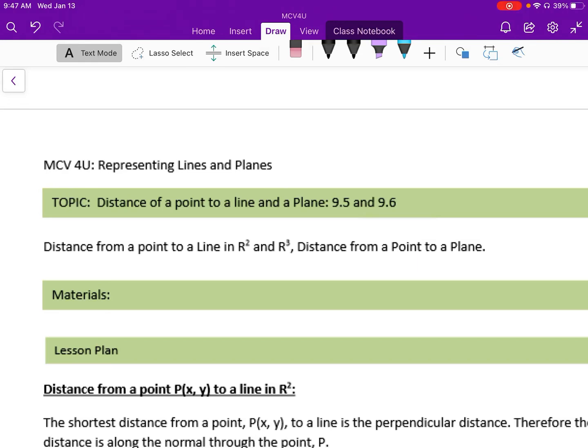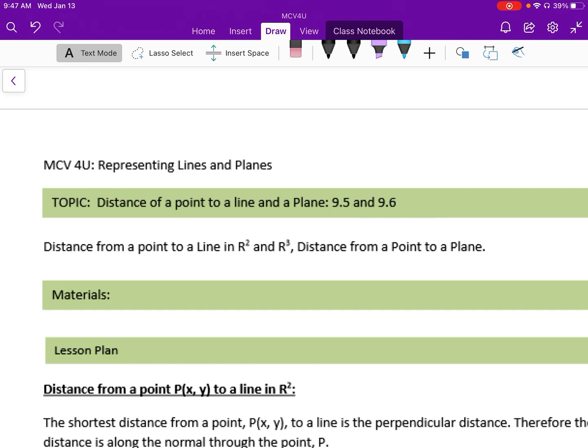For this final lesson of vectors, we are going to find the distance from a point to a line in 2 space, a line in 3 space, and we'll also find the distance from a point to a plane. Okay, so we're going to be doing three different things here. Similar setups for each of them.